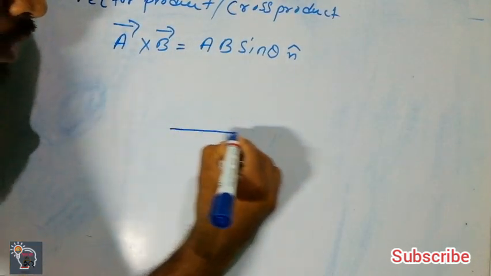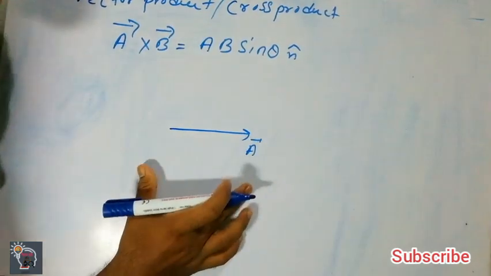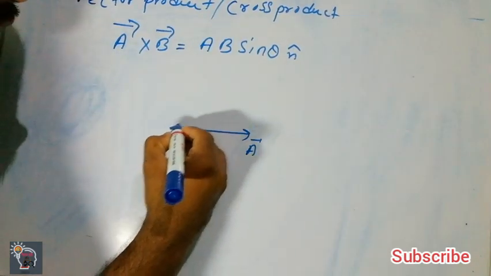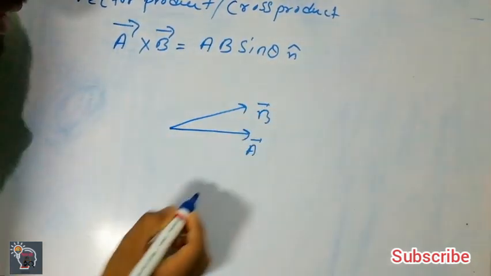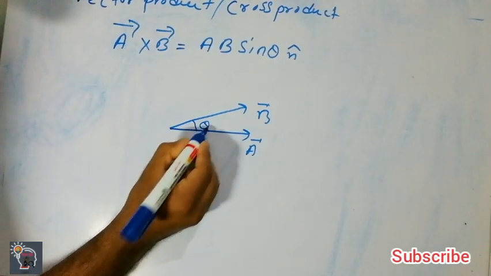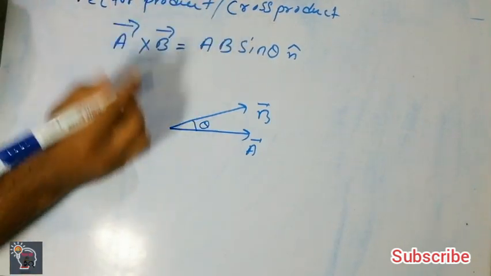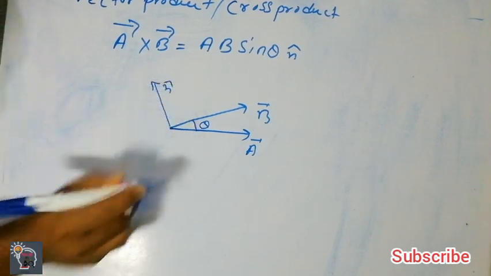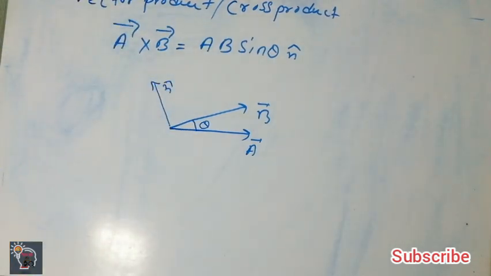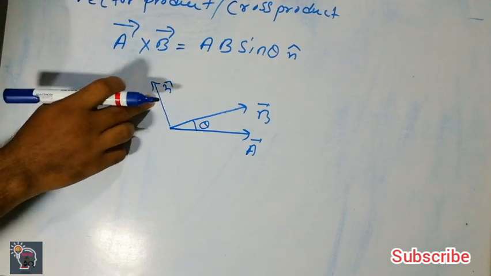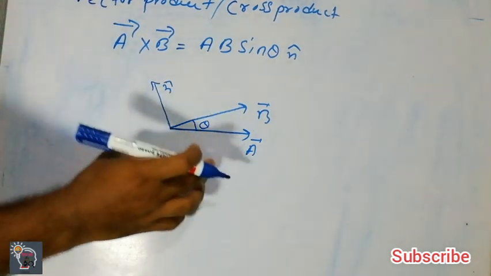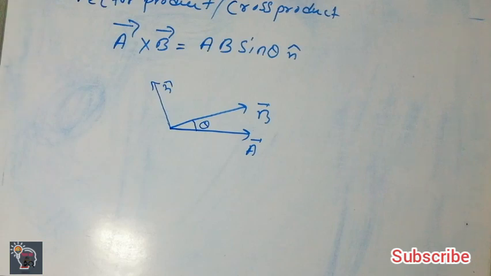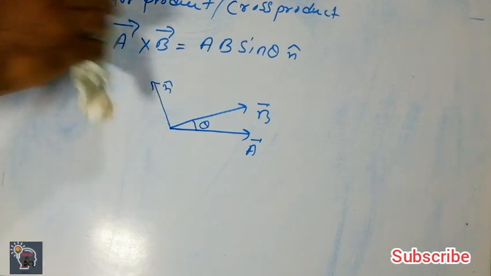So A vector is represented by this line and B vector is represented by this line. The angle between them is theta. Then the unit vector is perpendicular to both A vector and B vector, or we can say the unit vector is perpendicular to the plane containing A vector and B vector. This is the formula.